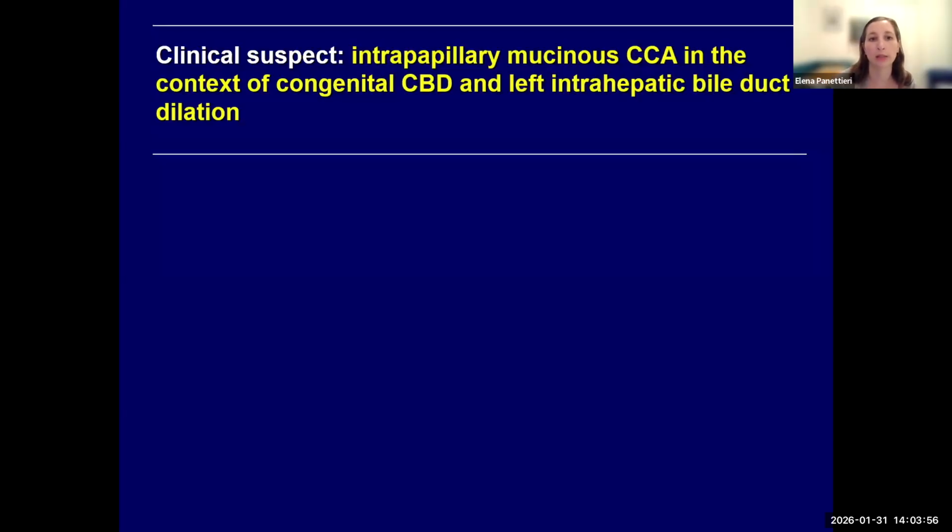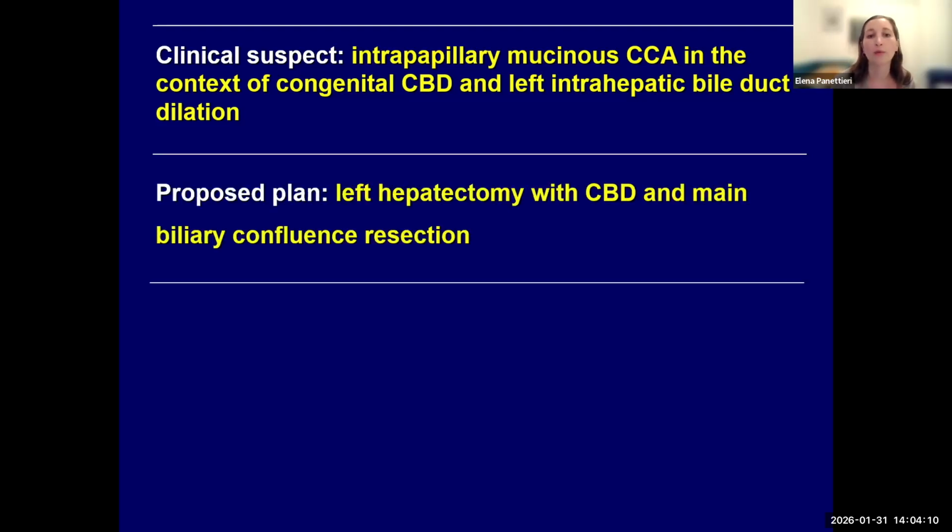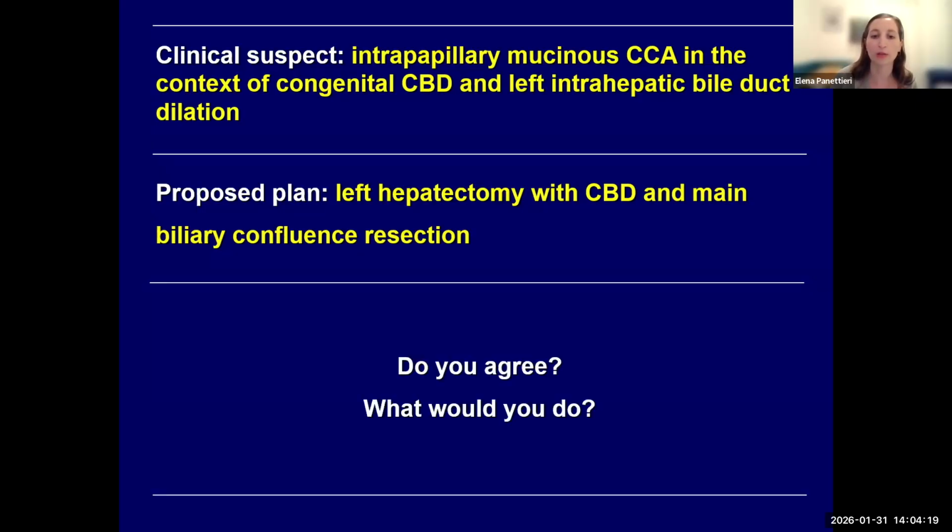So our clinical suspicion is that this is an intrapapillary mucinous cholangiocarcinoma in the context of a congenital common bile duct and left intrahepatic bile duct dilation. And our plan would be to perform a left hepatectomy with common bile duct and main biliary confluence resection. So our question for you is, do you agree with our interpretation and with our clinical plan? What would you do? Would you do something different? Thank you.